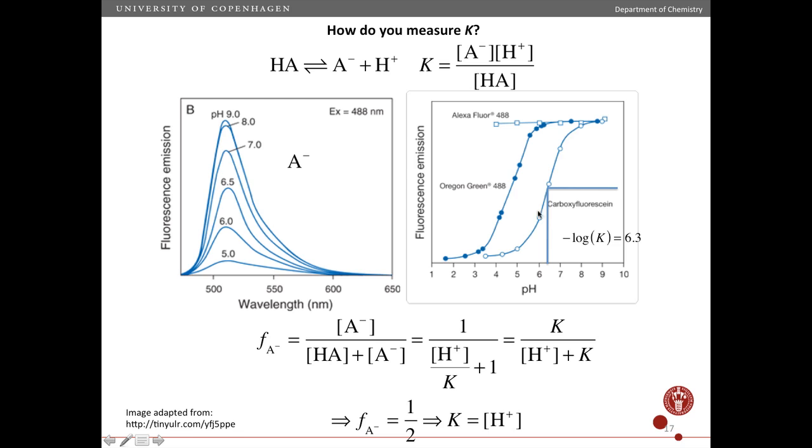So that's how I measure K. I do these measurements that give me the concentration of one of the species. I go to the halfway point where I have an equal amount, or 50% of the molecules in the deprotonated state, and I get K by reading it off here.